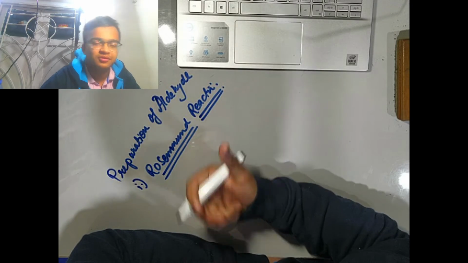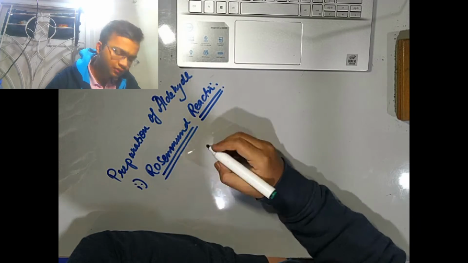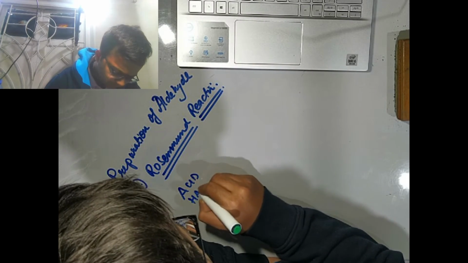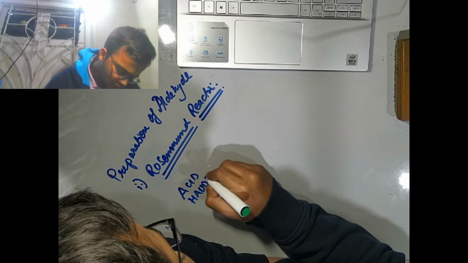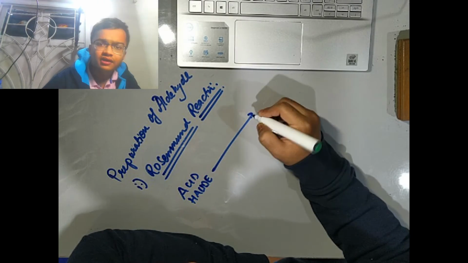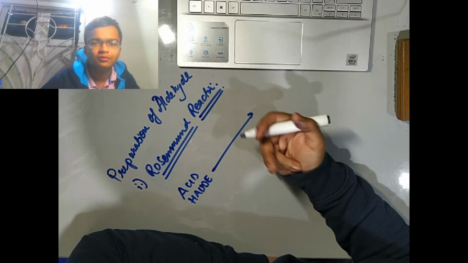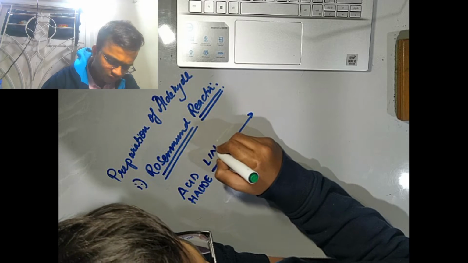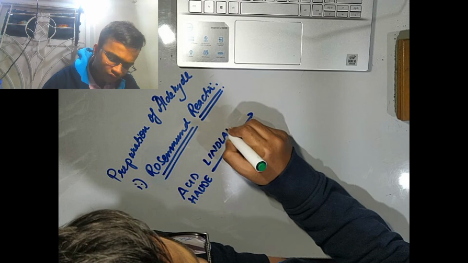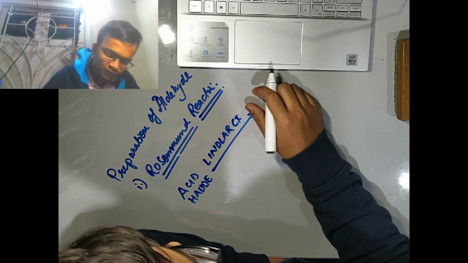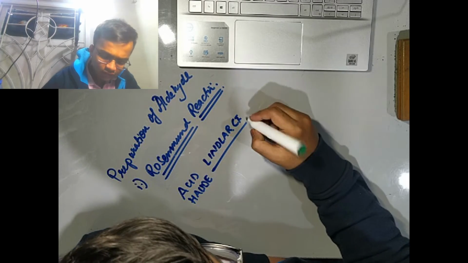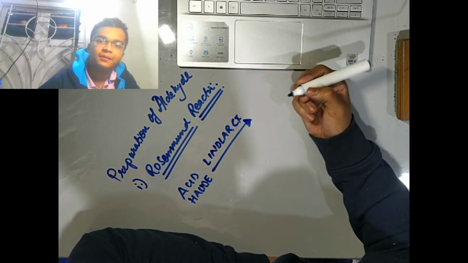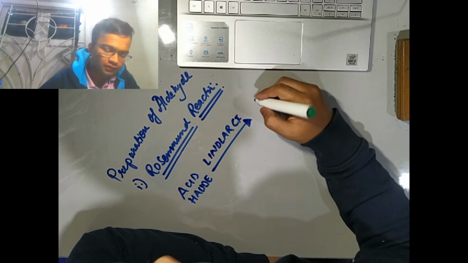So what happens in the Rosenmund reaction? Let us check it out. In the Rosenmund reaction, we take an acid halide and treat it with Lindlar catalyst. I will come to what Lindlar catalyst is later on. After that, I get my required product, the aldehyde.